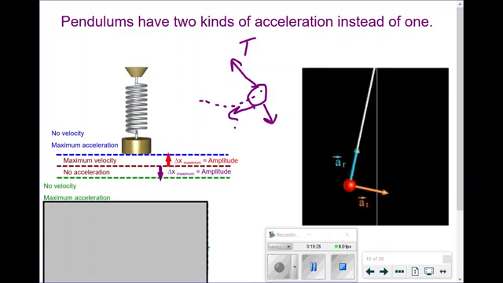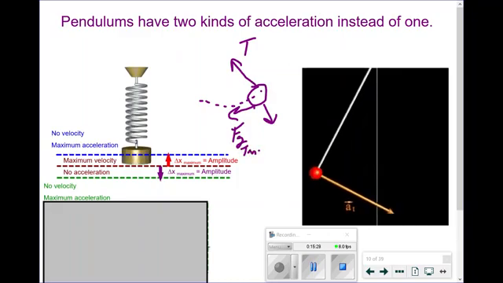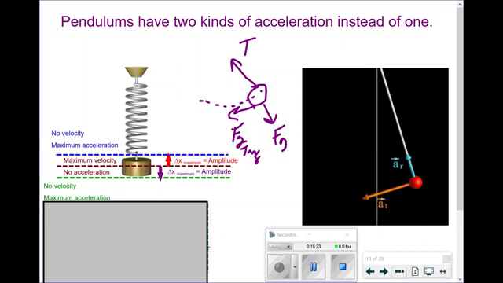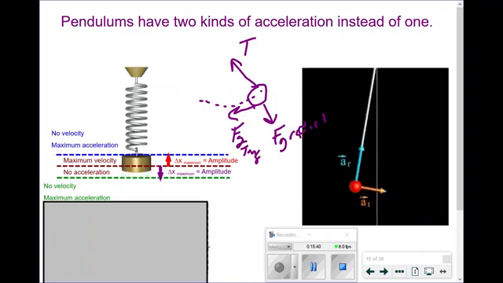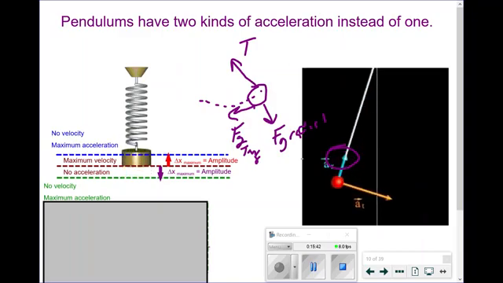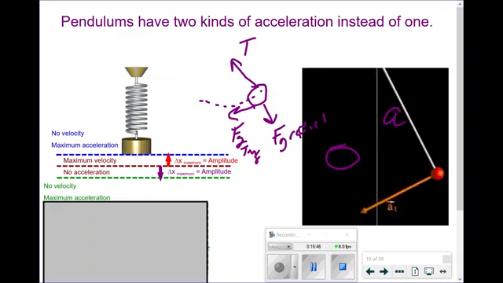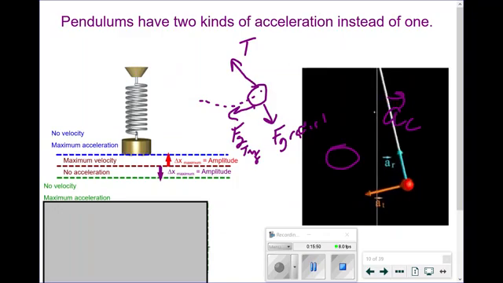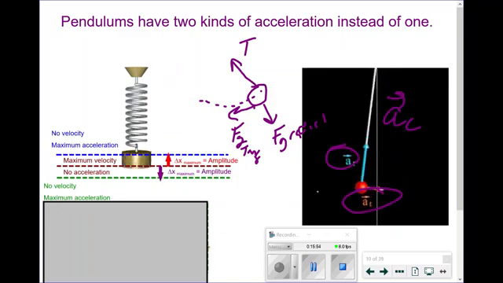I have a tangential acceleration, and I'll have a radial acceleration, also known as a centripetal acceleration. So AR here stands for acceleration radial, which also means acceleration centripetal. AT is just tangential, much like the spring.